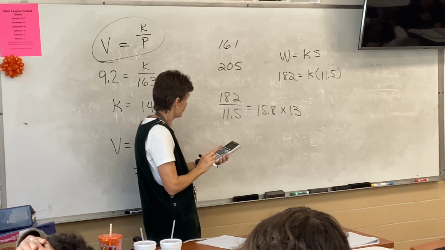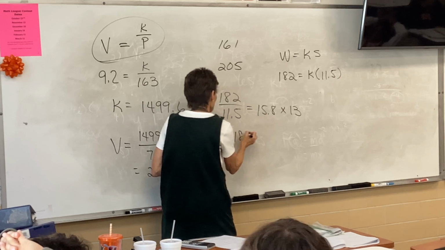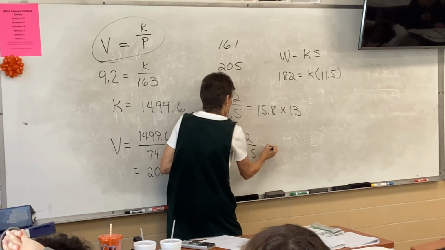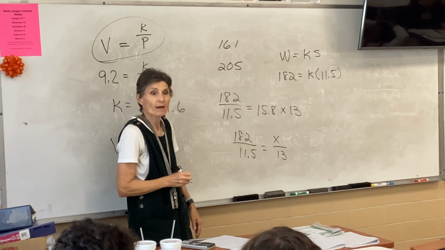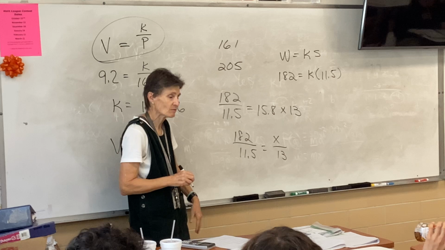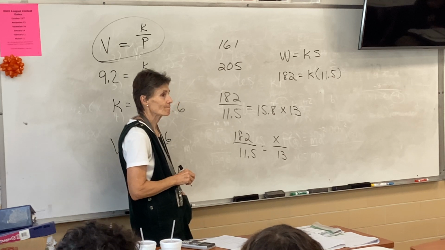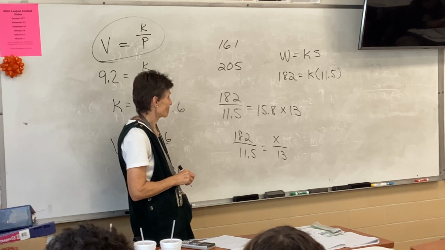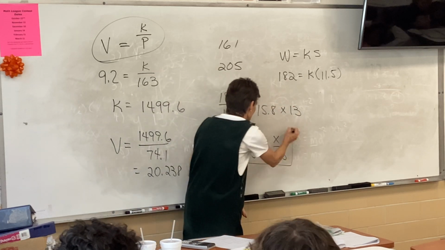I don't really know. Oh, yeah, I think that would be okay, because 182 over 11.5 equals X over 13. Yeah, so that'll work, because that is going to be times by 13, so that's fine. See how she did it? This had me a little confused, but this makes perfect sense.